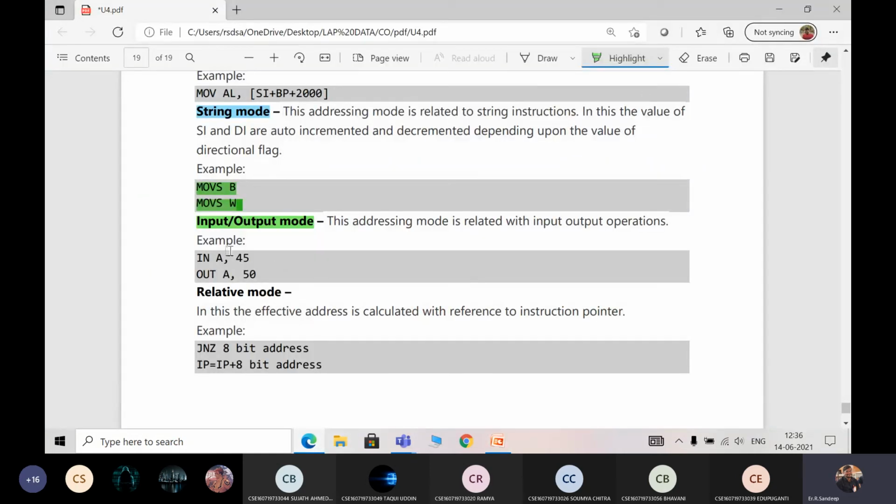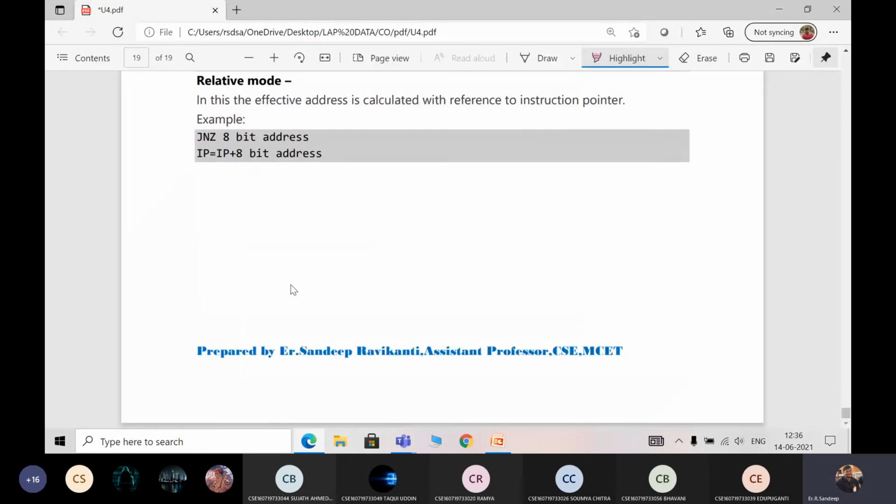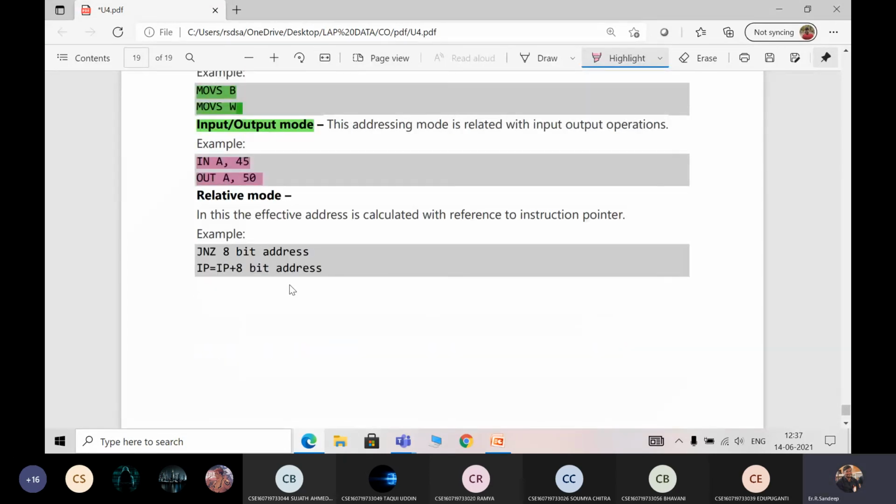In the given example here, you can see IN A, 45 means the A register is taking the value from 45th port number. And OUT means the A register is writing data from the accumulator to the 50th port number. That is the meaning. And the last one will be the relative addressing mode.